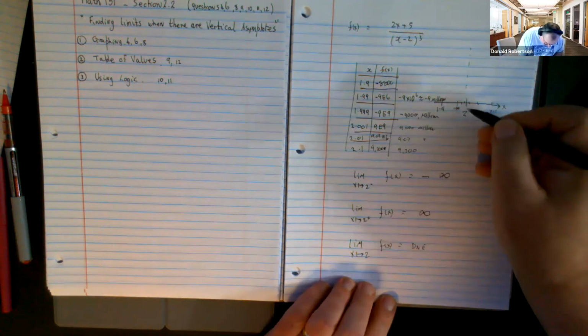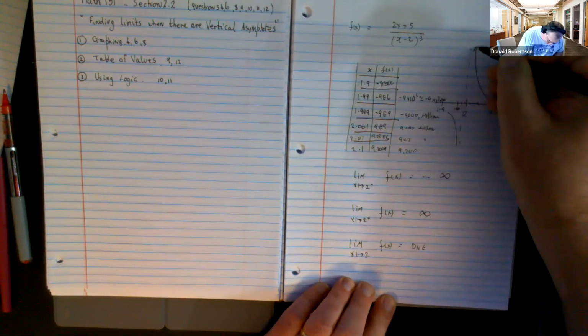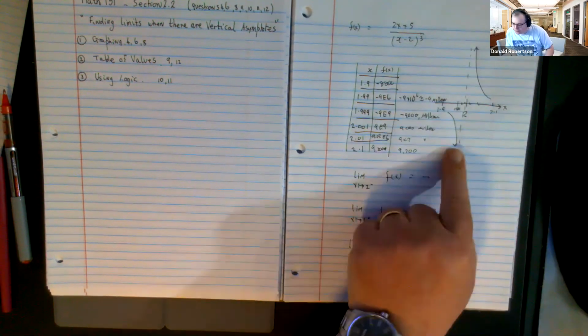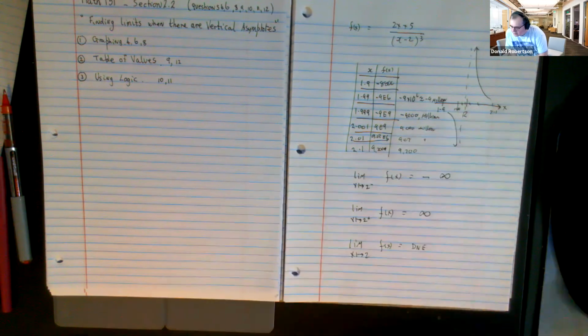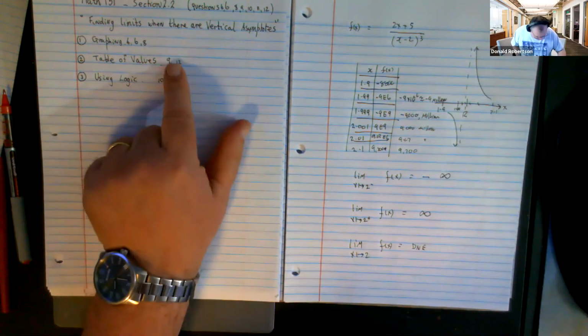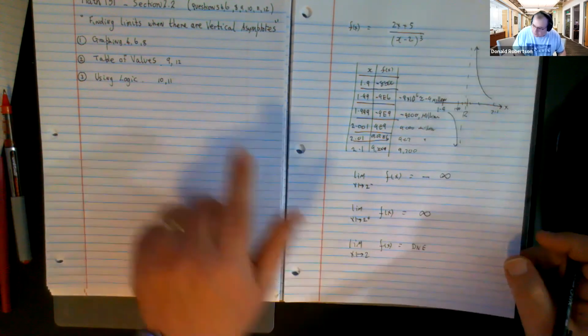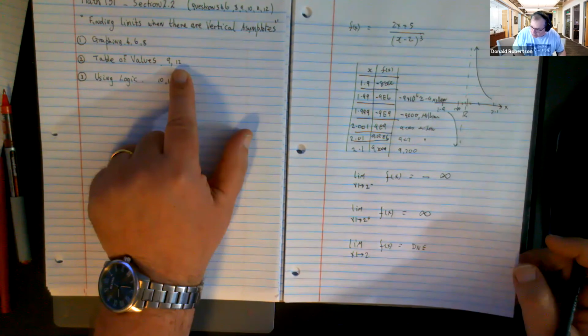I mean, if I wanted to graph this thing, I bet you it would look like that. You can see the negative on one side and positive on the other. I'd be pretty sure it looked like that. And that's what I mean by table of values. Any questions? Are we good? Okay.